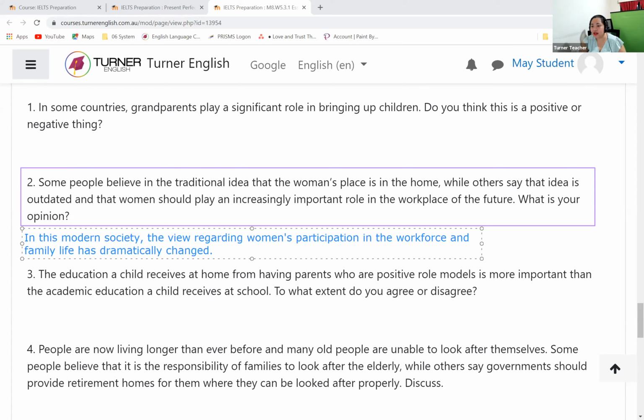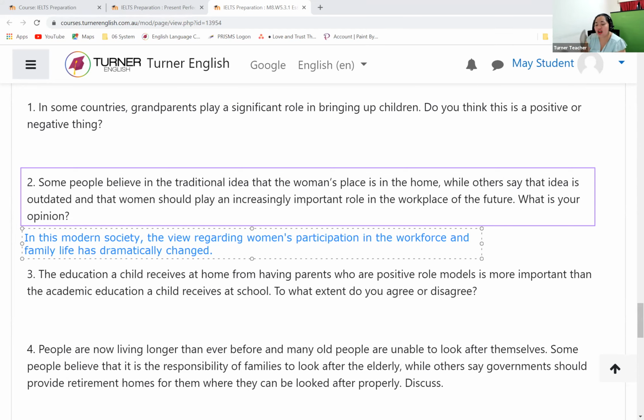Okay, thank you. In this modern society, the role of women in the workforce has changed since women. So women is already plural, Jessie, no need for S. Since women have taken the responsibility to work more instead of staying at home. Yes. Okay, so again, there's a lot of waste words here that you can just make a little bit simpler. In this modern society, the role of women in the workforce has changed since they have taken the responsibility to work more instead of staying at home.